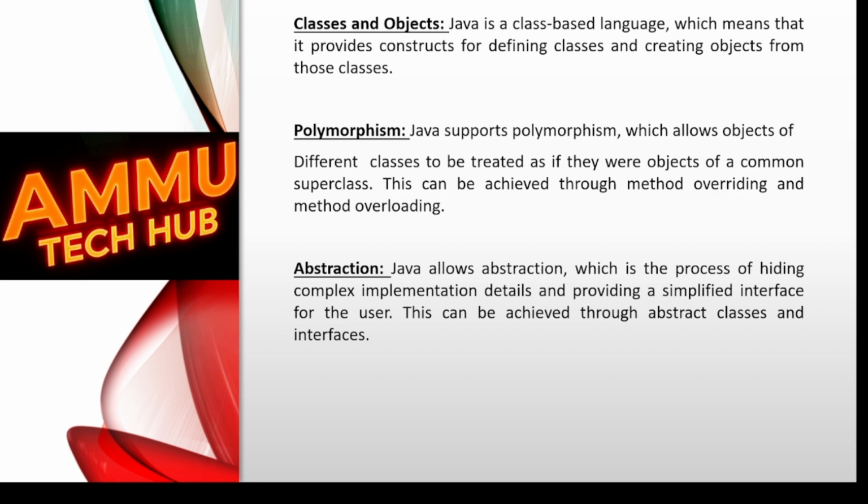Abstraction. Java allows abstraction, which is the process of hiding complex implementation details and providing a simplified interface for the user. This can be achieved through abstract classes and interfaces.